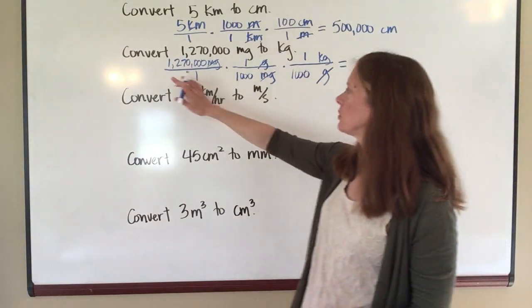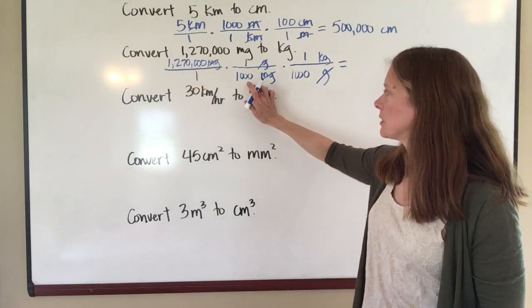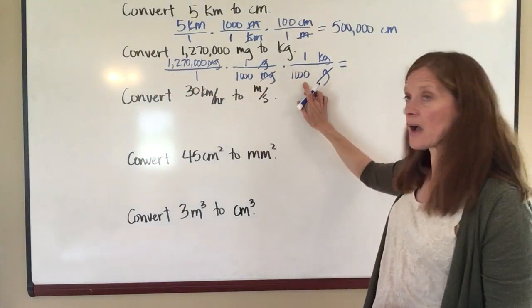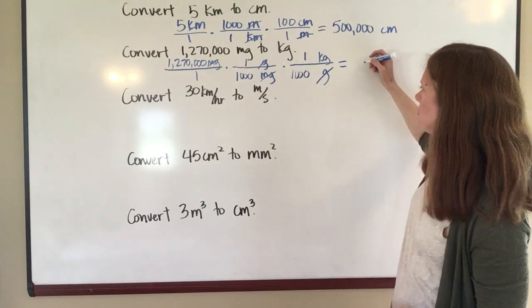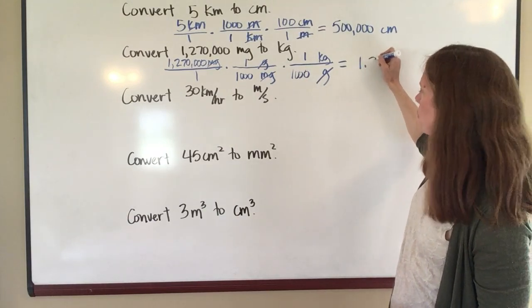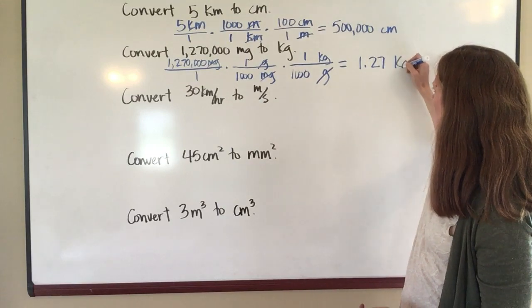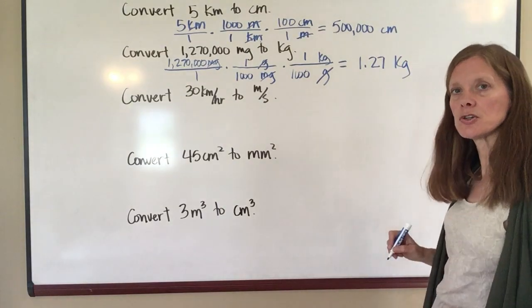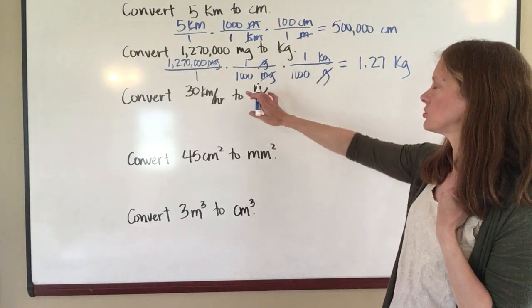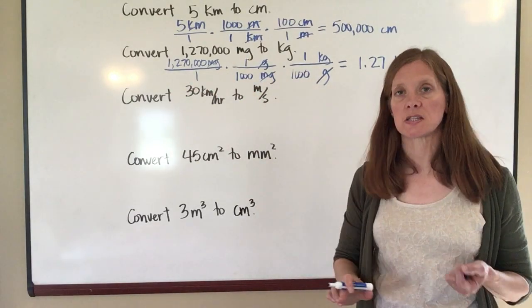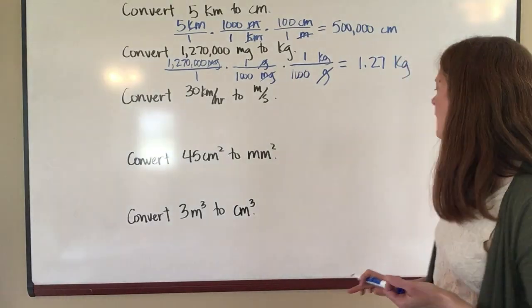So I'm going to take 1,270,000 and I'm going to divide it by 1,000 and divide it by 1,000 again because those numbers are on the bottom. So that will give me a final answer of 1.27 kilograms. You can type that into your calculator. What I did is basically, since I was dividing by 1,000 twice, I was going to move the decimal point 6 places to the left.